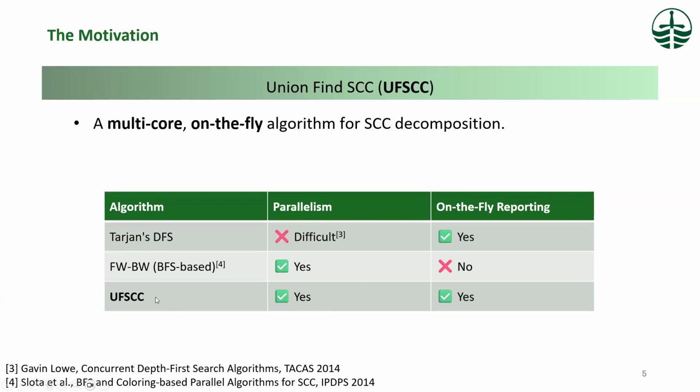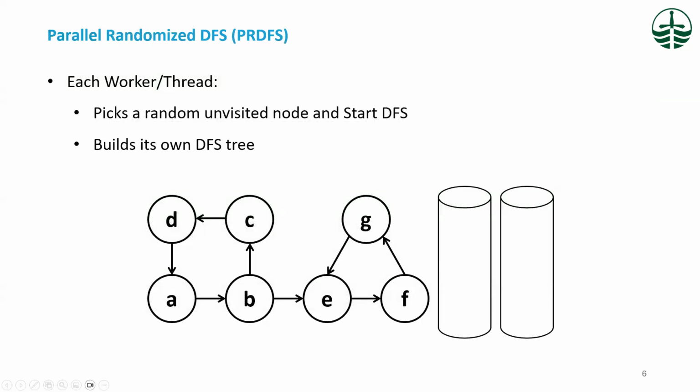Okay. Now, for UFSCC, we are looking for a feature that can combine both of these. It can offer a parallelized version to find the SCCs, as well as preserve the on-the-fly reporting feature from Tarjan's algorithm.